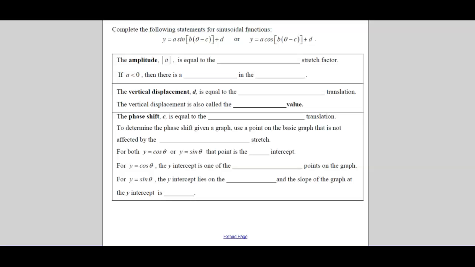So, guys, quiet please. So, there's your transformations. Amplitude is the absolute value of A. It's equal to the vertical stretch factor. If A is negative, there's also a reflection in the x-axis. Remember, we're not going to ever in this course make B negative. Okay, so it's always going to be a reflection in the x-axis. That's reflection.